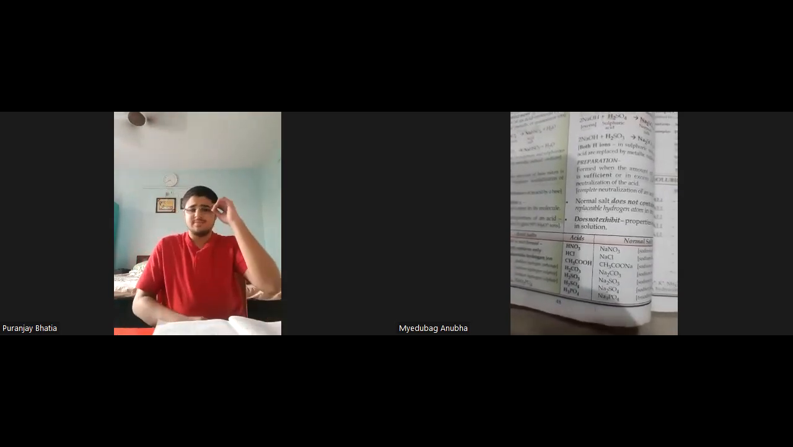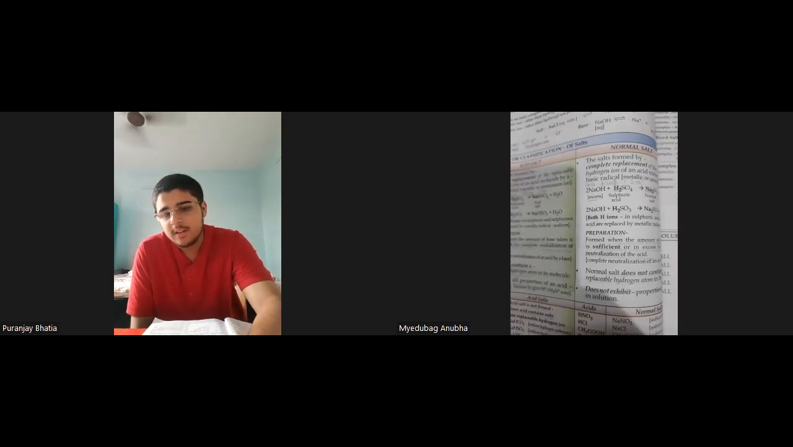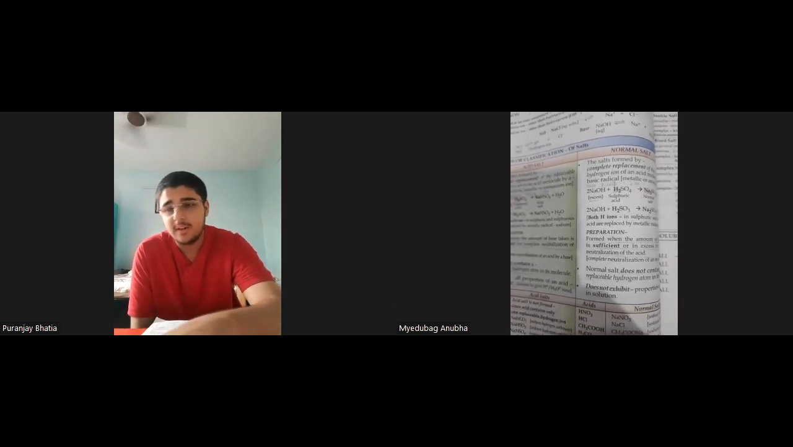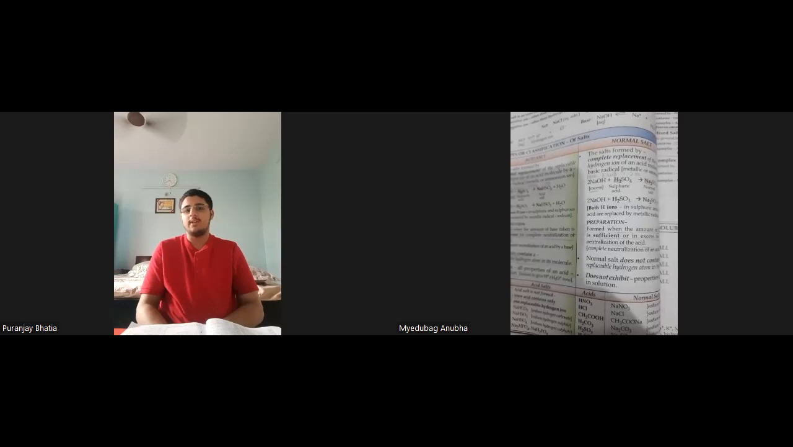When we talk in terms of acids, we take basicity, and when we talk in terms of bases, we take acidity. The basicity of an acid is the number of hydronium ions it releases per molecule. So both HCl and CH3COOH release one hydronium ion per molecule of their acid.